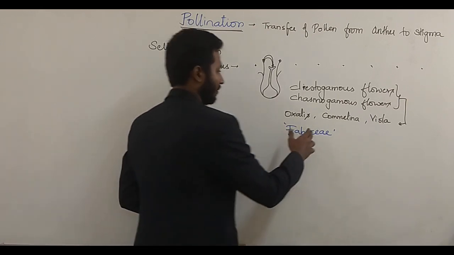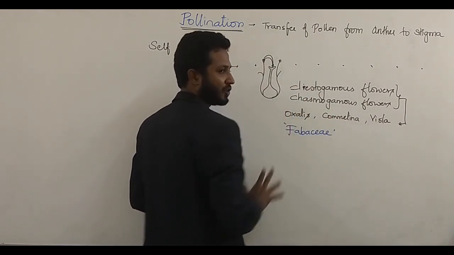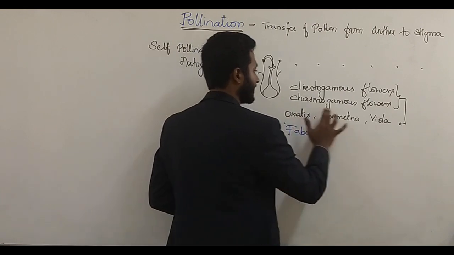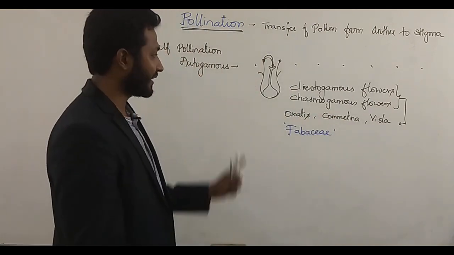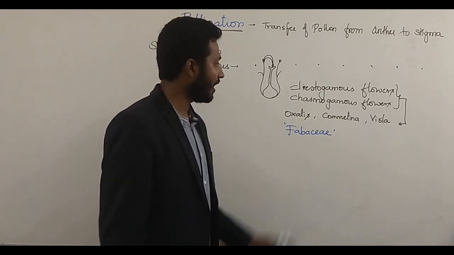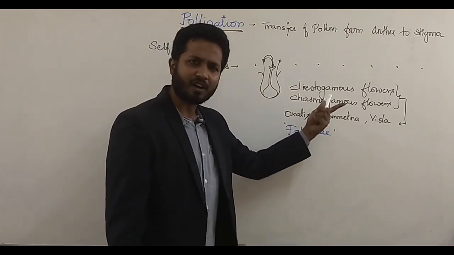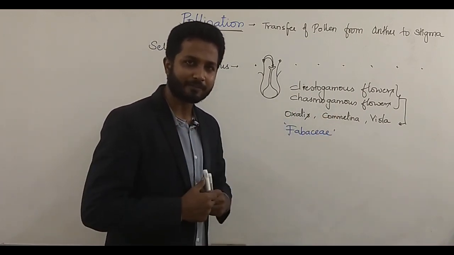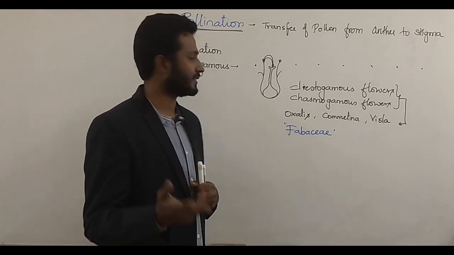Now, Fabaceae, oxalis, camelina, viola come under cleistogamous. For chasmogamous also we have oxalis, camelina, viola, but not Fabaceae. For chasmogamous flower, they have given an image of sunflower along with these names. These three are common for both. How is it possible? Students usually get this doubt. How is it possible, sir?